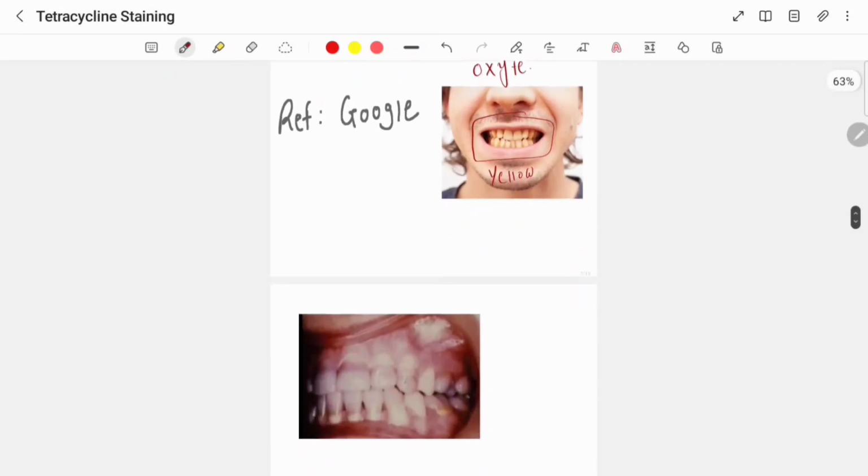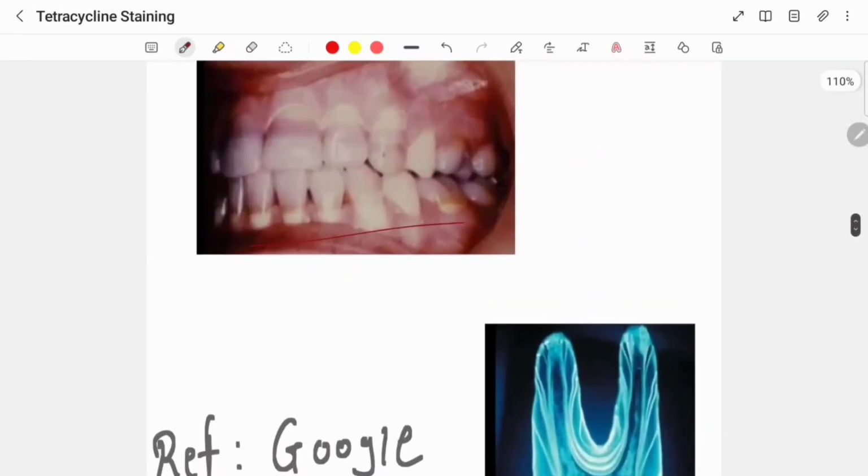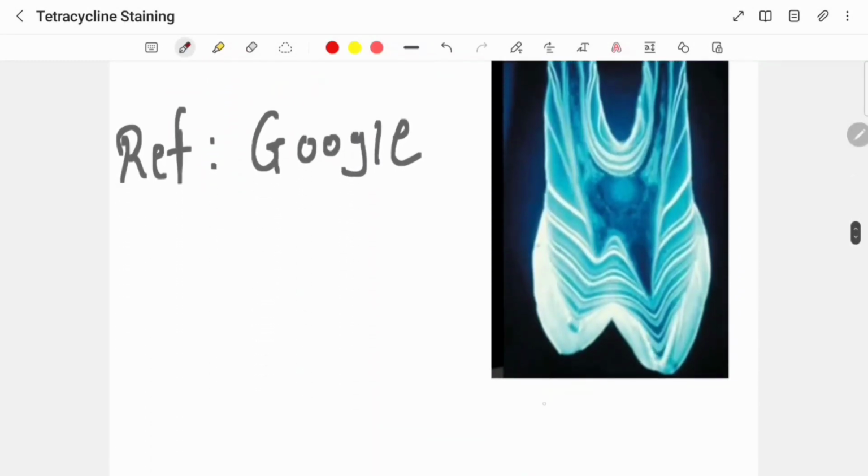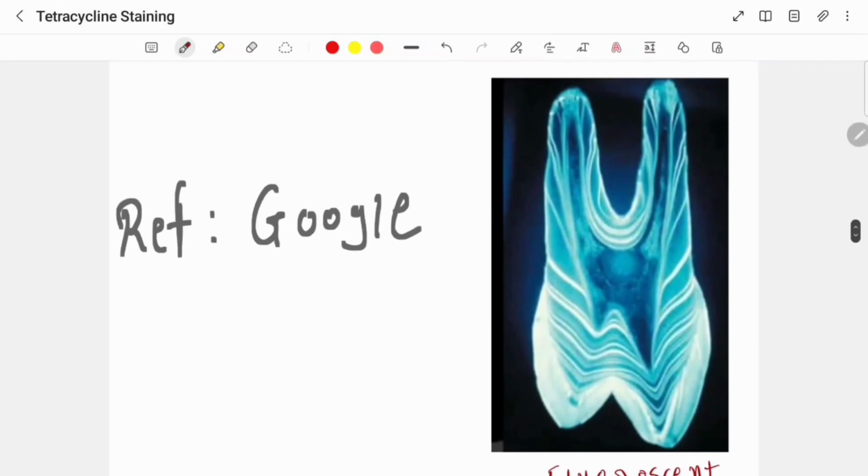In this image, we can see the clinical appearance of discoloration due to tetracycline. So, you can see here horizontal grey color strips because of tetracycline. And this is an image of a tetracycline affected tooth in fluorescent photomicrograph, in which we can see deposition of tetracycline.